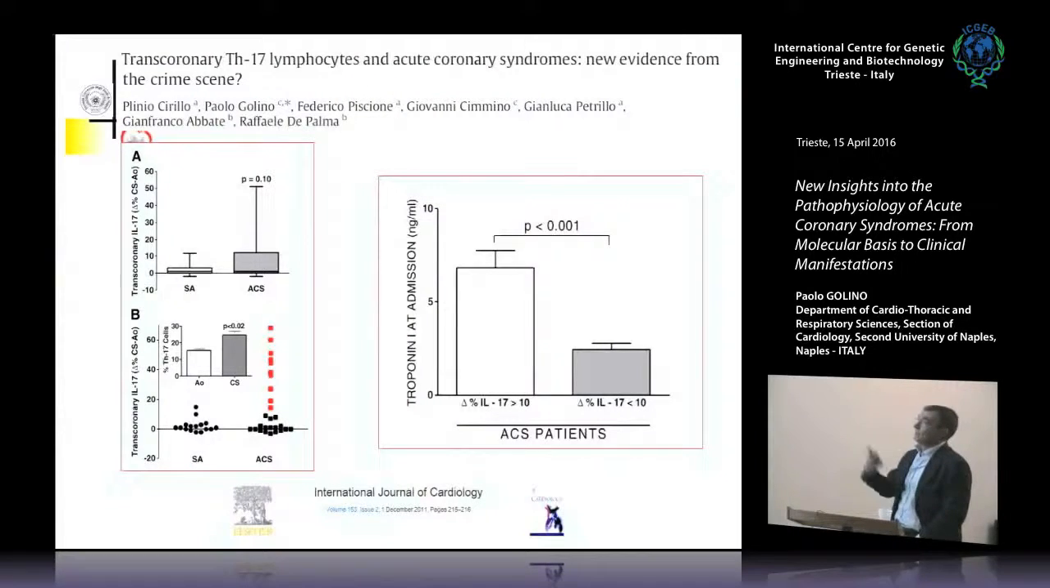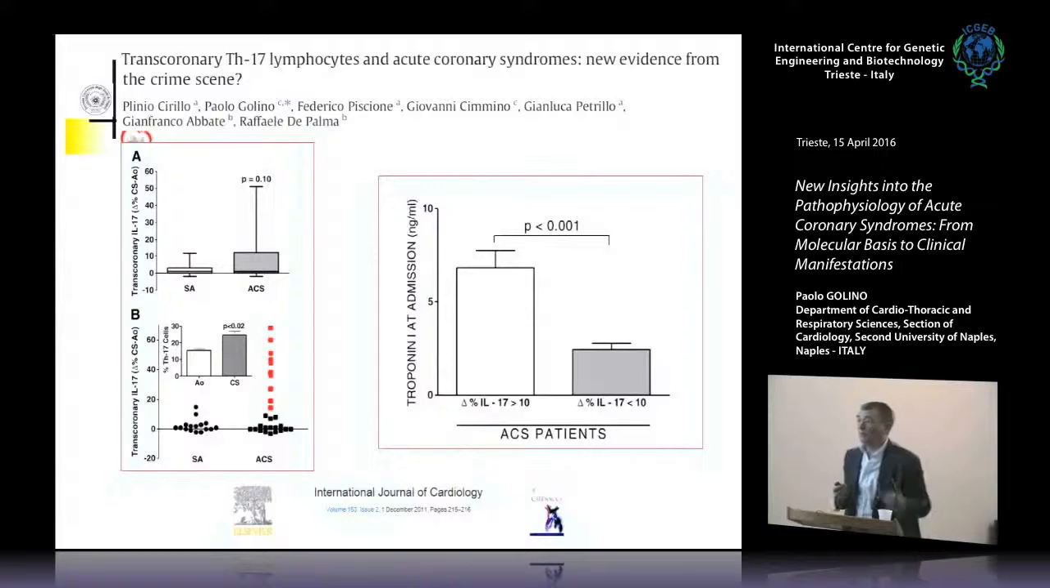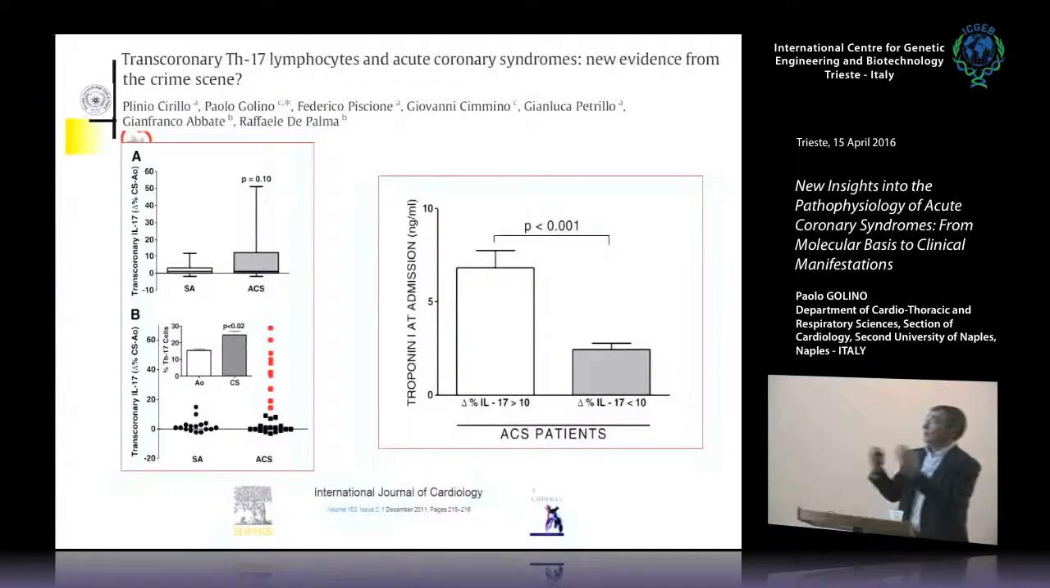IL-17, which is one of the newest cytokines studied, also associates with the occurrence of acute coronary syndromes. What is interesting here is that we have a kind of bimodal distribution. Some patients with acute coronary syndromes have very high levels of IL-17, and these patients are those that, when they come to the hospital, have the highest level of troponin I as a marker of myocardial damage. So it seems that patients with a high level of IL-17 might have a worse prognosis during the course of the hospital stay.